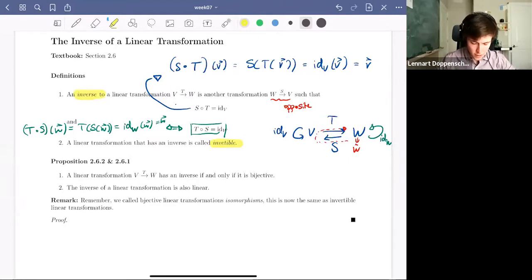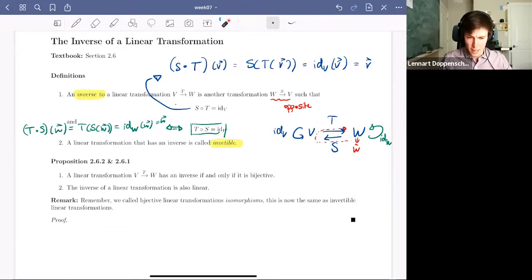I realize that this diagram on the right might be confusing, but I think it's important to distinguish whether you start on the right hand side, so you start with a W, or you start with a V. Are there any questions about this inverse? This is just a definition, and I think an inverse of a function is nothing new. So far, I'm just saying that T is a linear transformation, and this is what it means to have an inverse.